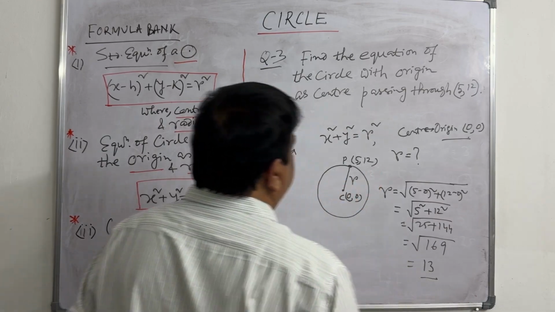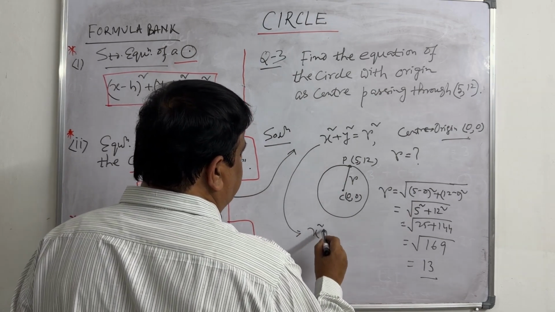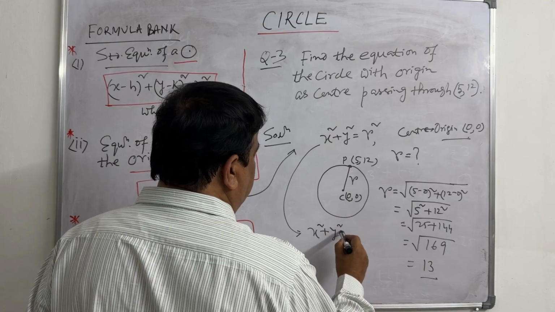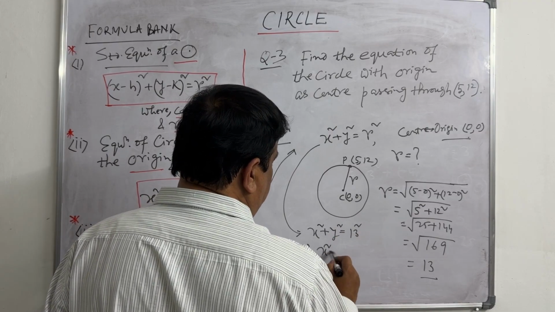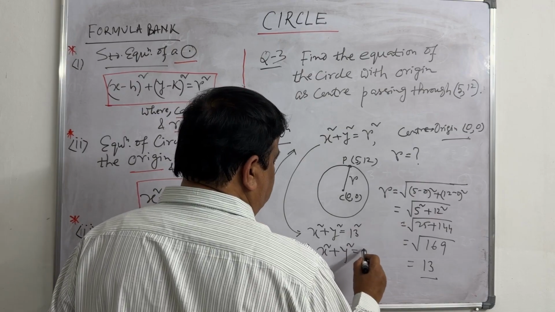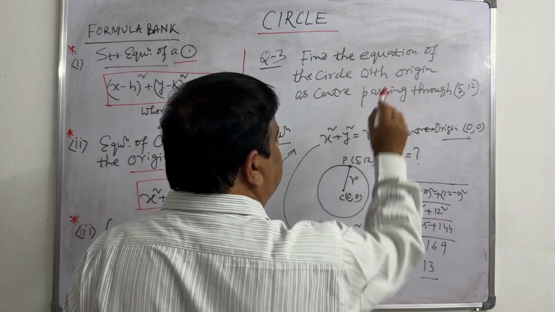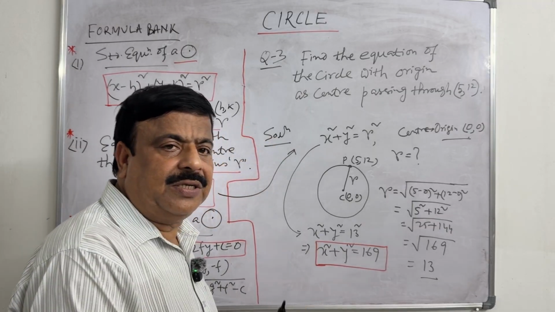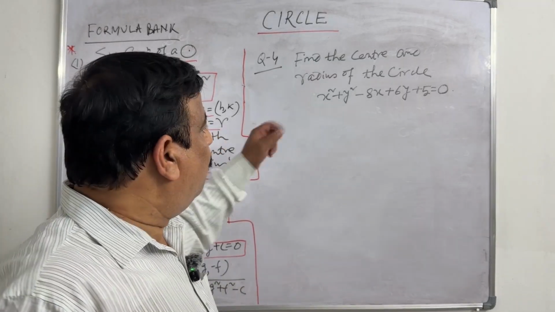Okay, so what is the equation? The equation is x square plus y square is equal to 13 square, that is x square plus y square is equal to 169. So this is the required equation of the circle under consideration. Clear? चलते हैं next problem में. This is problem number 4.